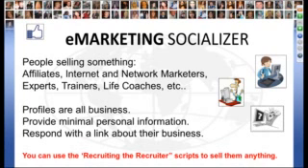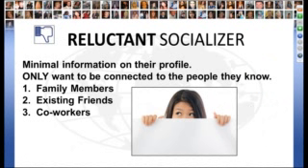Now the last two are the people you want to avoid. The reluctant socializer. They put minimal information on their profile. They only want to be connected to the people they know, family members, existing friends, and coworkers, and typically they will be the first ones, when you send these people a friend request, to report back to Facebook that they don't know you, and that can get you suspended.